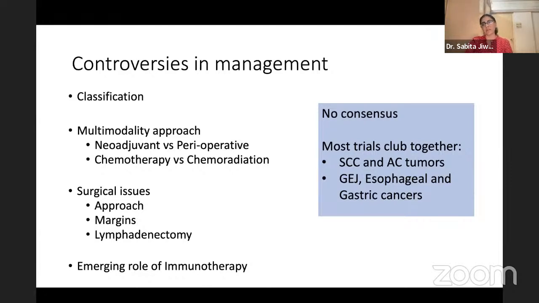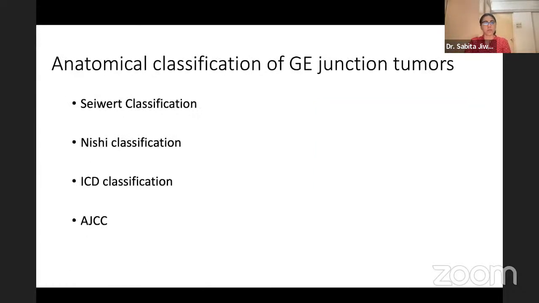Why is there no consensus? The problem with these tumors has been that most of the randomized trials have clubbed squamous with adenocarcinoma, and they have clubbed the gastroesophageal junction tumors with esophagus or with gastric, or taken all three together. So only examining the gastroesophageal junction tumors by themselves has been difficult, and the evidence has actually been needled out from different trials, looking at how much was the component of the gastroesophageal junction tumor patients that was taken in these trials. So there are various anatomical classifications that we have.